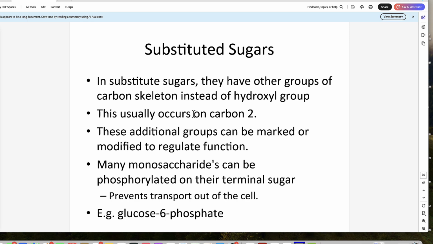So when you look at different molecules, you can have them marked or modified differently, and it helps to regulate function. A lot of these sugars can be further modified, and further modifying these sugars will alter how they move and where they're located. For some, if they're phosphorylated on their terminal sugar, they will not be able to move out of the cell, so it causes them to be arrested within the cell. An example would be glucose 6-phosphate. So being able to modify these molecules can also determine or regulate their function.